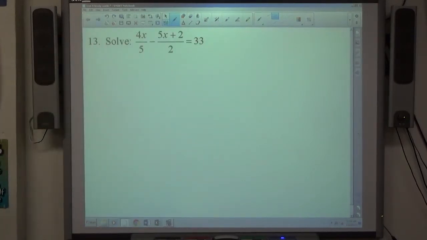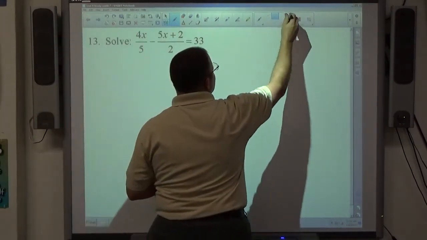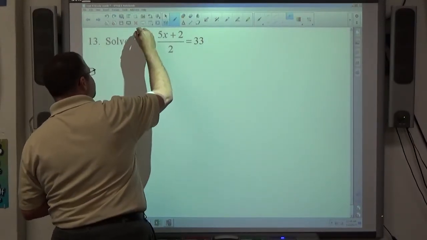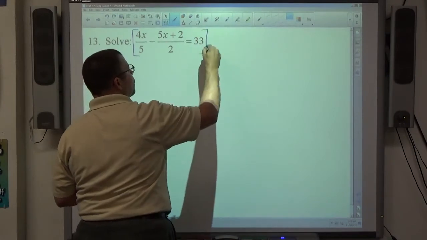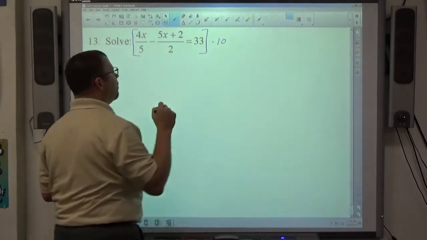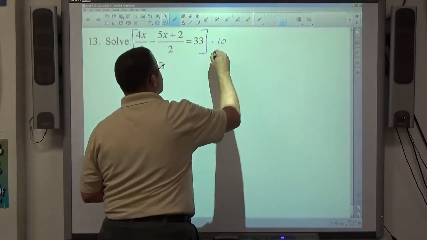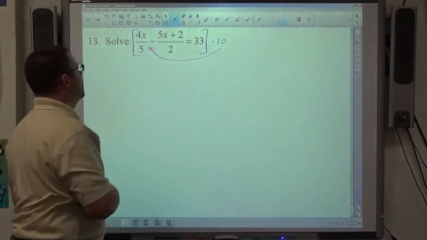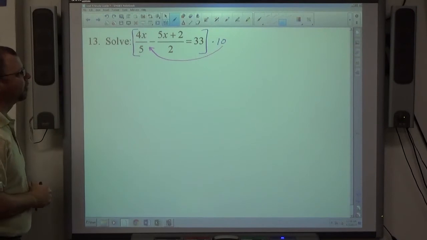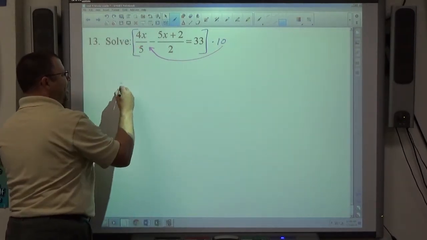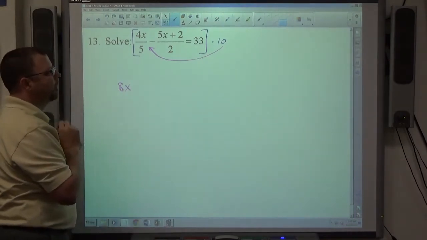Number 13, solve this. And this is a problem that a lot of you have been having on homework. I want to really highlight where the issue is. We all know to multiply by 10. I don't think anybody is having difficulty with that part. And I want to focus on the multiplication part of this to make sure we see where things are coming from. So if I multiply this here, 4x over 5 times 10. 10 divided by 5 is 2 times 4x is 8x. Nobody's having an issue with that.